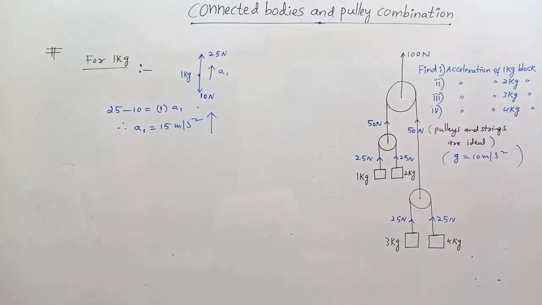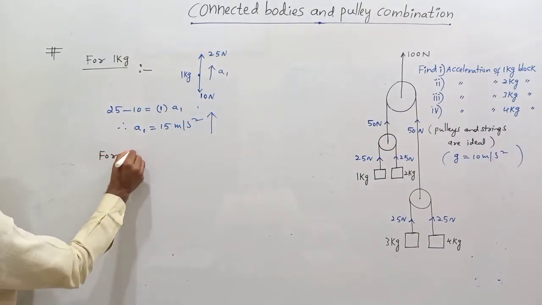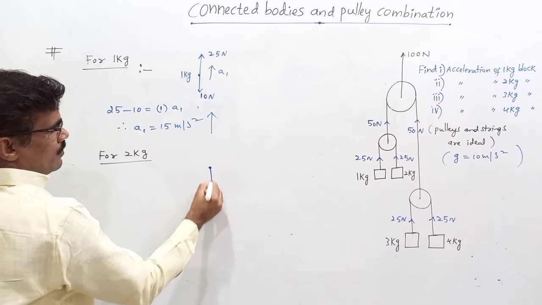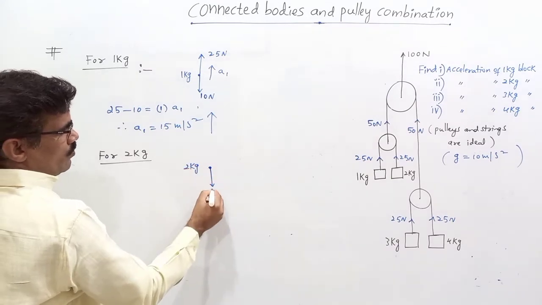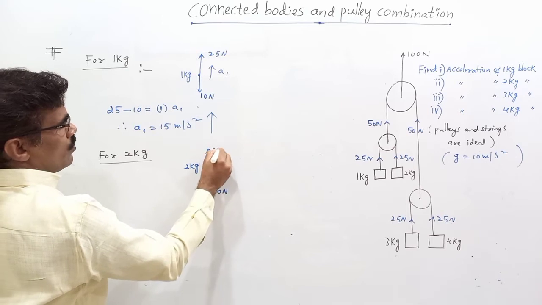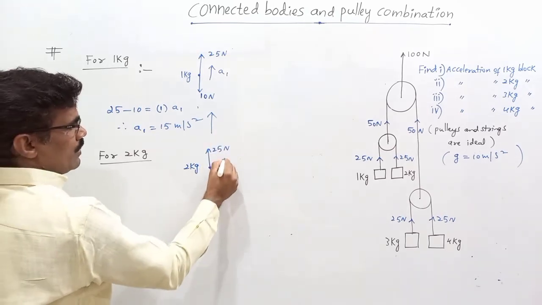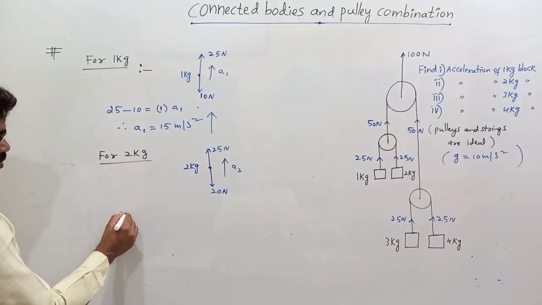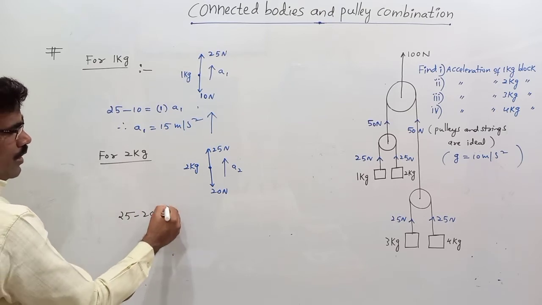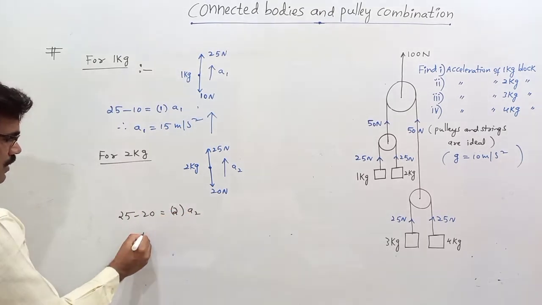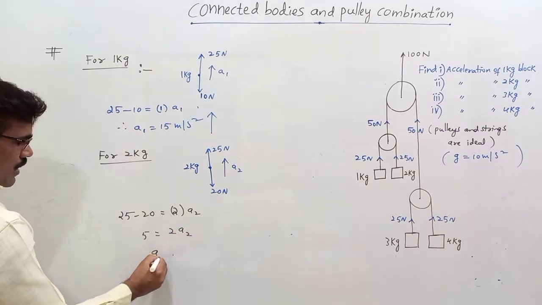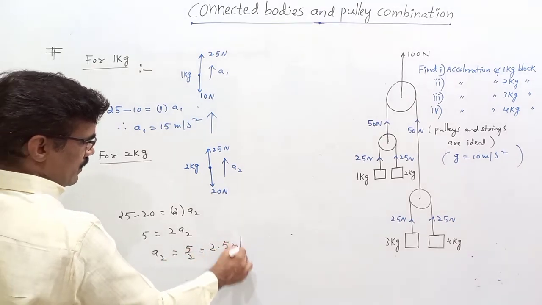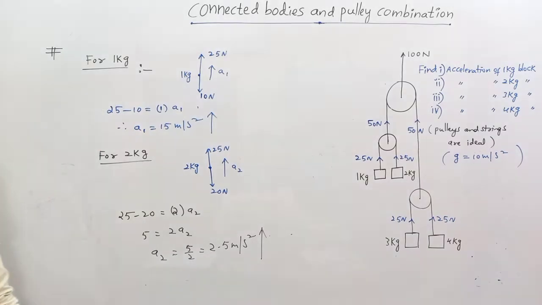Then what about the 2 kg block? On the 2 kg block, its weight downward is 20 Newton and 25 Newton is up. 25 is more than 20. That's why the acceleration of the 2 kg block is in the upward direction. What is the net force? 25 minus 20 is equal to MA. M is 2, A2. That is 5 equals 2A2. A2 is equal to 5 by 2, which is equal to 2.5 meter per second square. This is also in the upward direction.